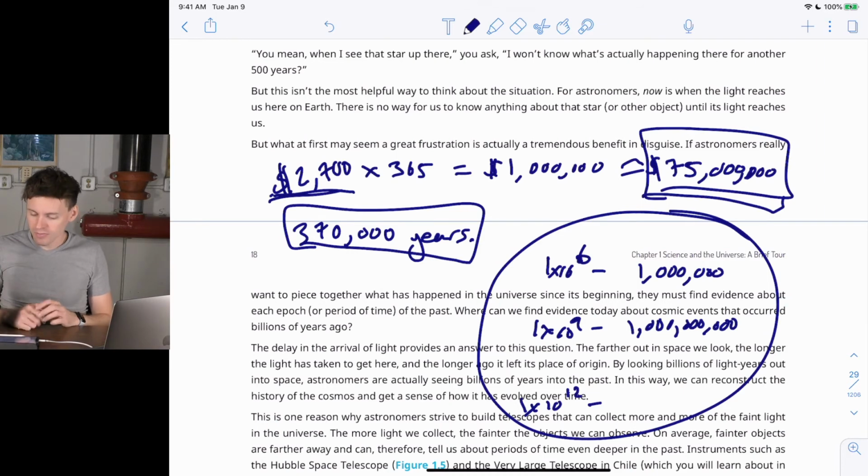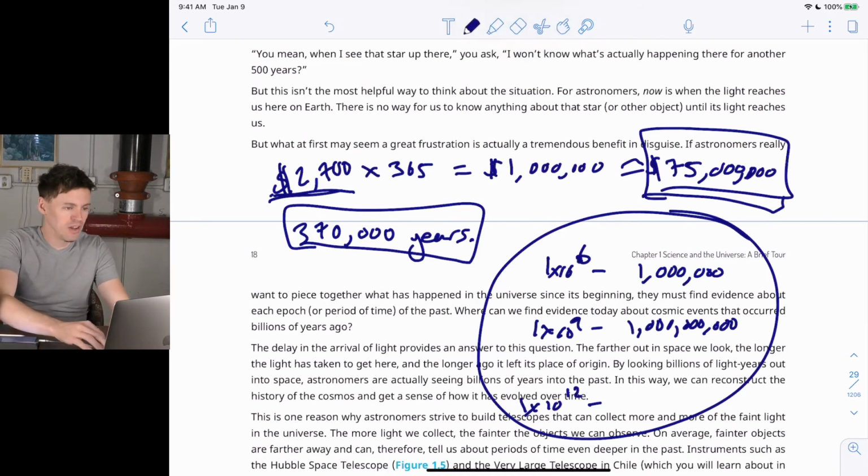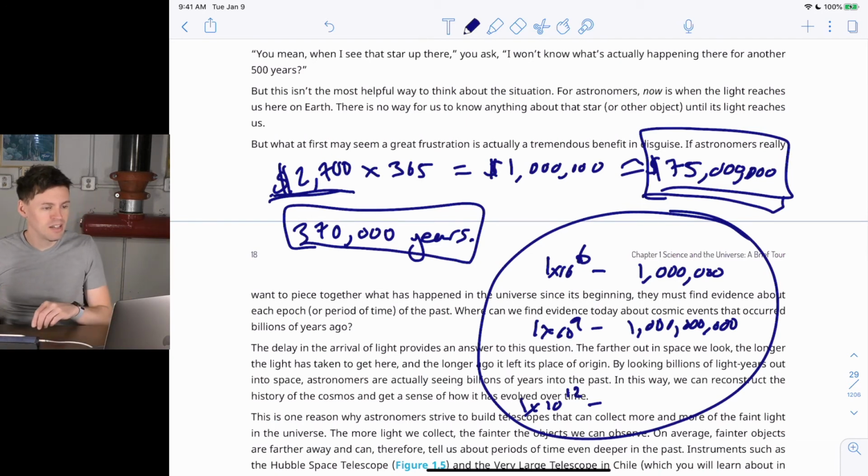What if you had $100,000? $100,000 divided by $2,700 a day is 37 days. So with $100,000, you could live that for a month. $1 million, you could live that for a year. $1 billion, you could live it for 370,000 years. $1 trillion, for 370 million years. This is a wonderful game.